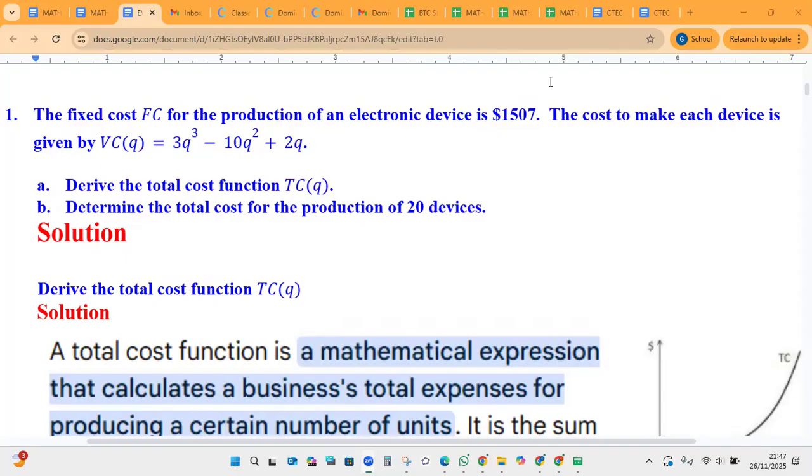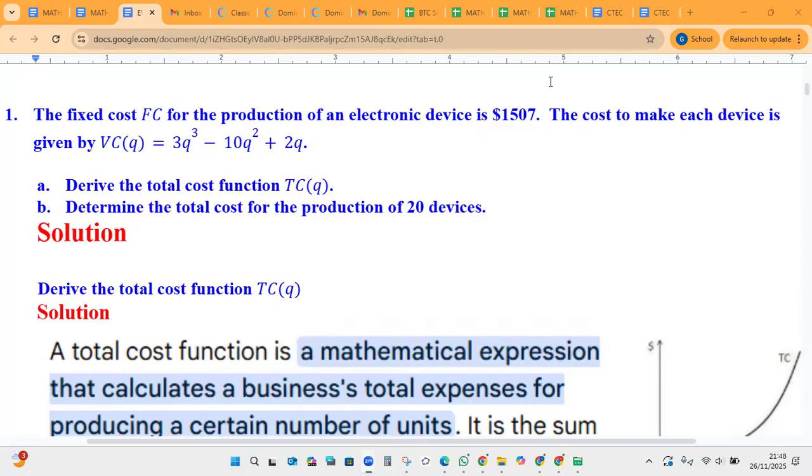Here we are going to discuss this question based on cost. Question number 1. It says the fixed cost, abbreviated FC, F for fixed and C for cost, for the production of an electronic device is $1,507.